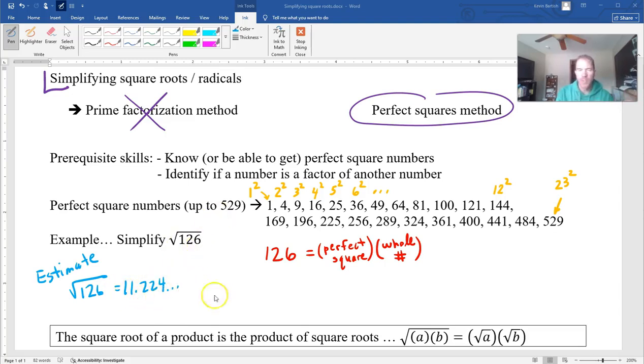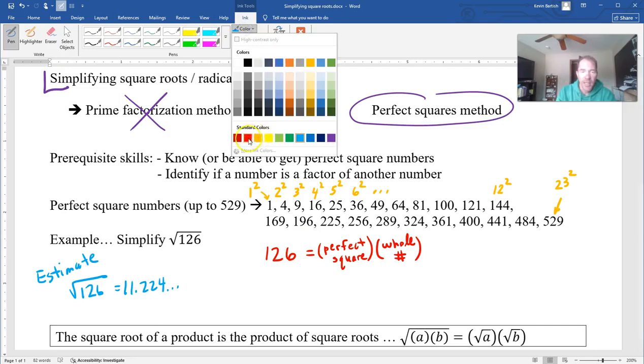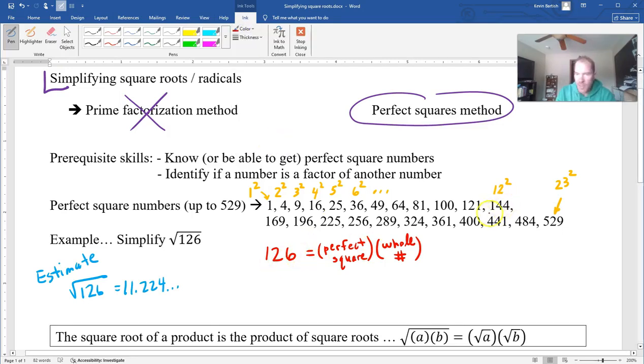I'm just writing down a few digits. But if I'm using this perfect squares method, I'm trying to find 126 as some perfect square times a whole number. And I've got my list of perfect squares here. So I can start thinking, again, I don't need to check anything bigger than 126, so I don't need 144. If it's too big, it can't be a big number times a whole number to get a smaller number. So I can start with 121, and I can say, is 126 equal to 121 times some whole number?